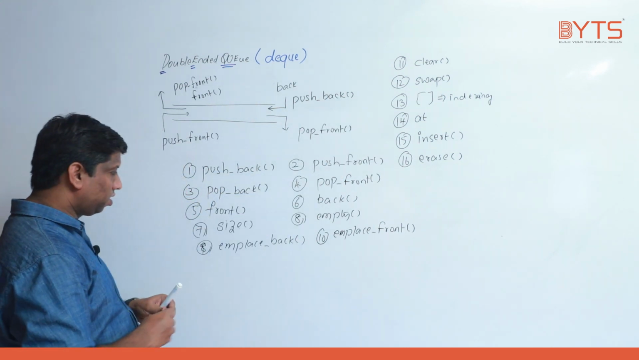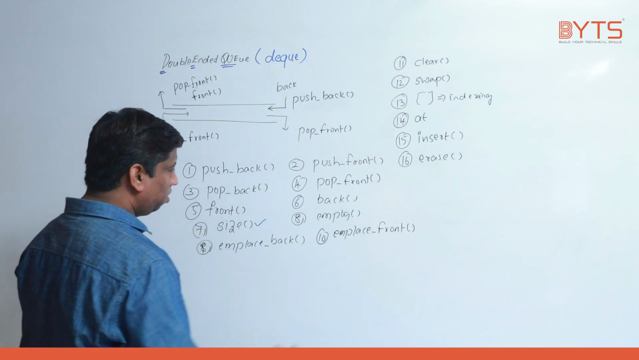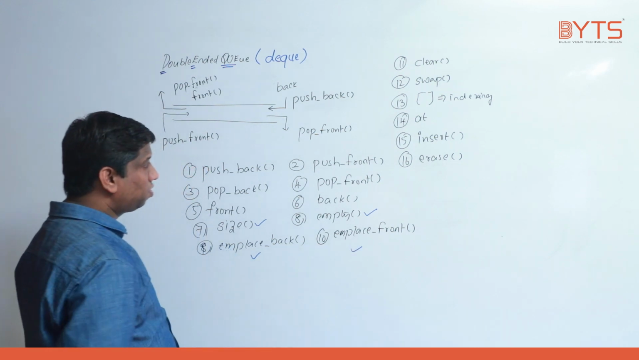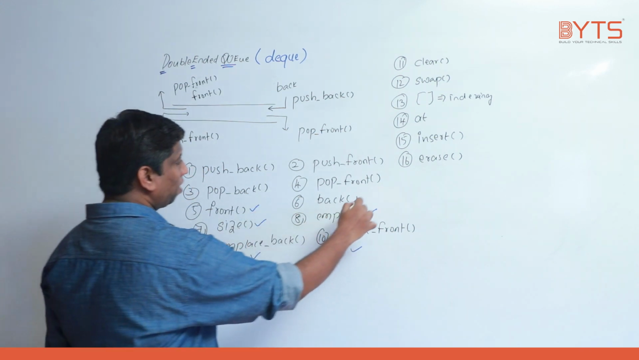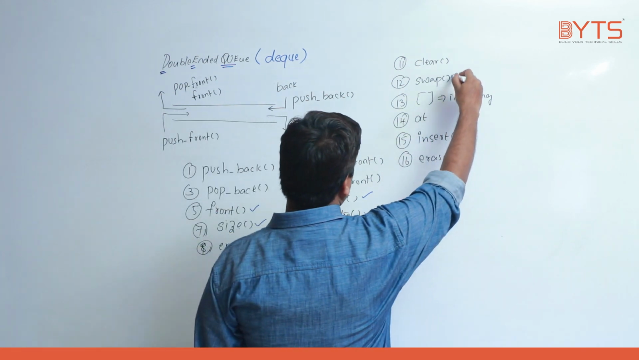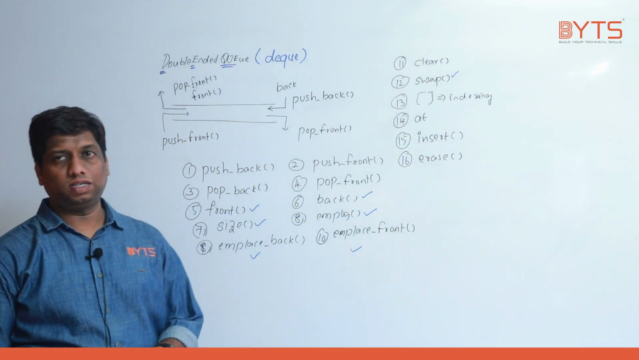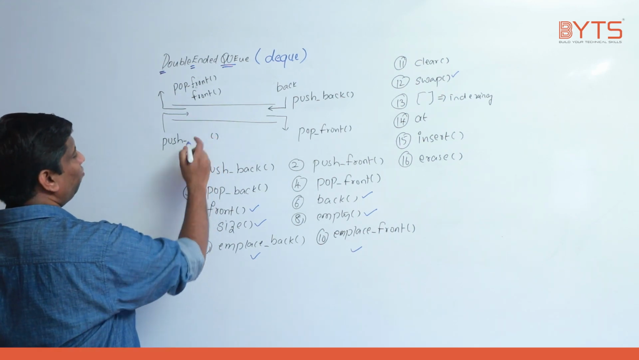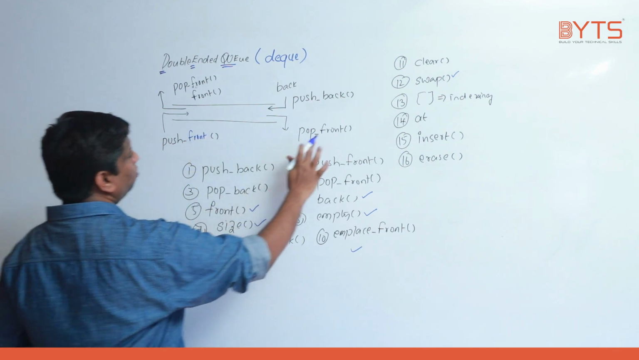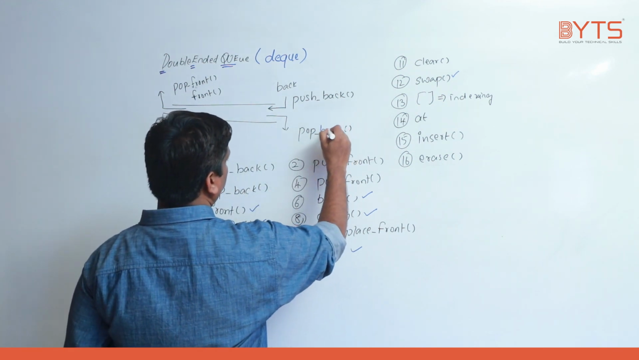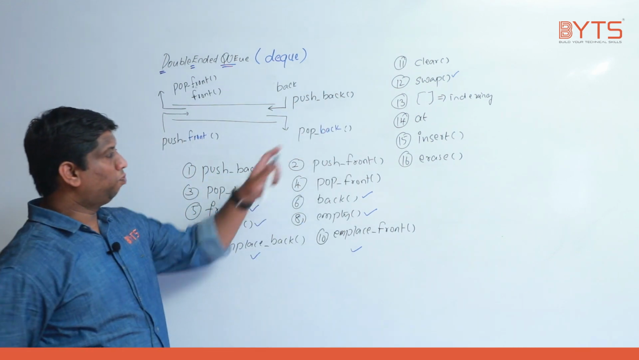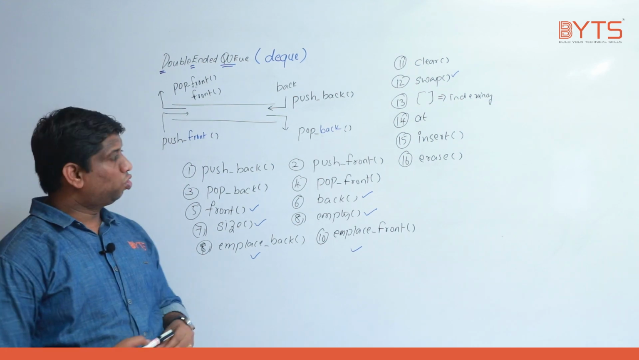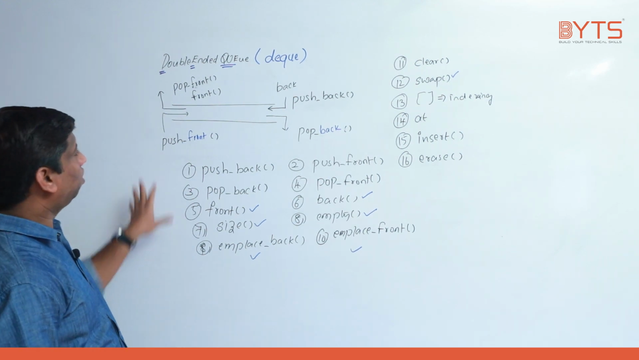These functions I will not discuss because size already I discussed, empty already I discussed, emplace back, emplace front already I discussed. Next what? Front also I discussed, back also I discussed. Next we discussed swap also. Rest of the functions now I am going to discuss. See here, this is not pop front, right? This is pop front only. This is pop back, right? Fine. So this is pop back. So push, pop back, pop front. So this is what we are going to see in the double-ended queue.